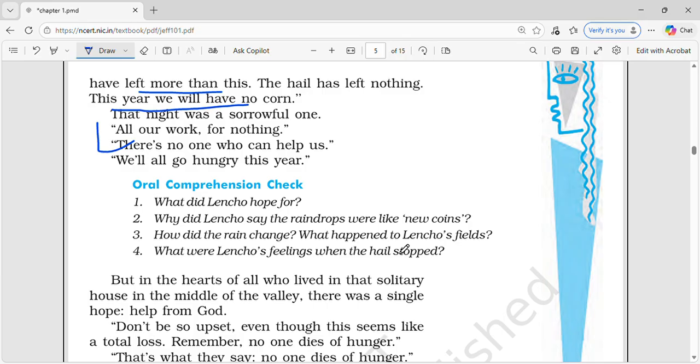Okay, let's start with the last question. What were Lencho's feelings when the hail stopped? He was filled with sadness, right? So basically, Lencho was filled with sadness. Next question. How did the rain change, and what happened to Lencho's fields? Whenever the rain changed because of the snowstorm, right? Just give me a second, till then try and answer these questions, okay?